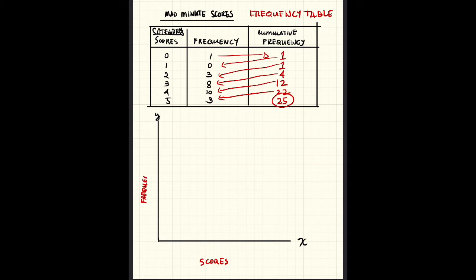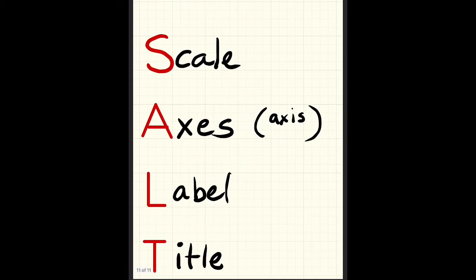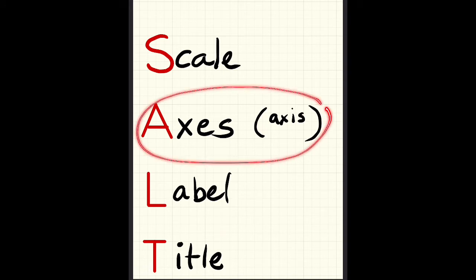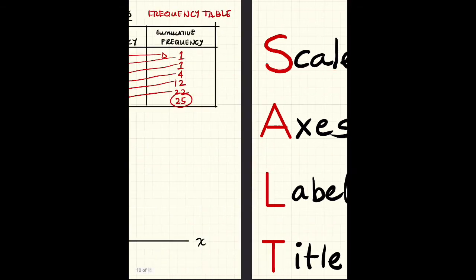And what is the frequency? It is actually the number of students, the number of respondents, which is the frequency. Okay, so now we have drawn our axes and we have labeled our axes. Now let's go on to the scale.